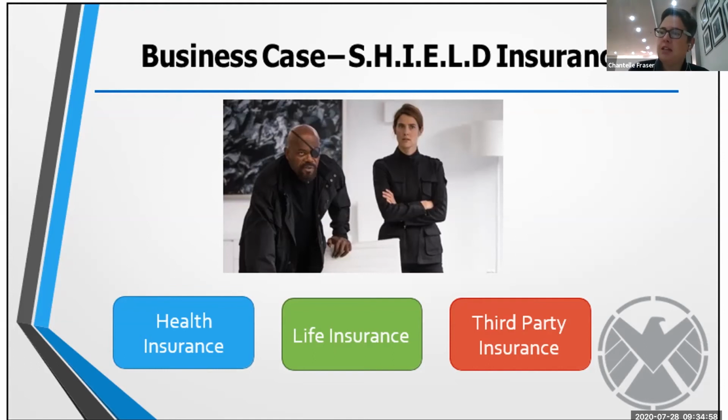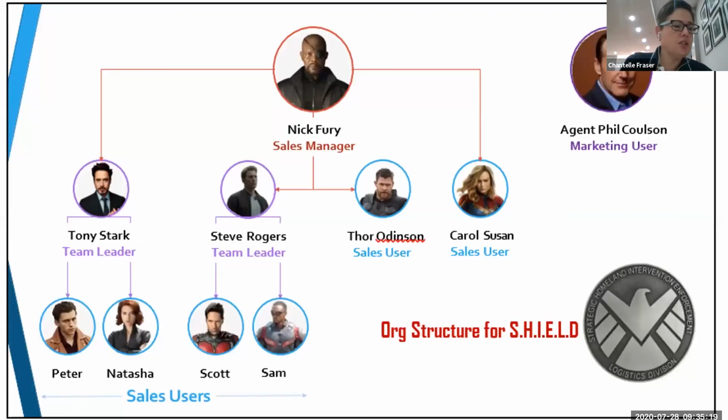we've got Shield Insurance, and basically they've got 3 product lines. So in this case, you've got health insurance, life insurance, and third-party insurance. It's not important for you to understand the dynamics of the actual product itself, but important for you to understand that there are 3 different product lines. So just think about this in your own business. This is the organizational structure for the use case that we are going to be using.